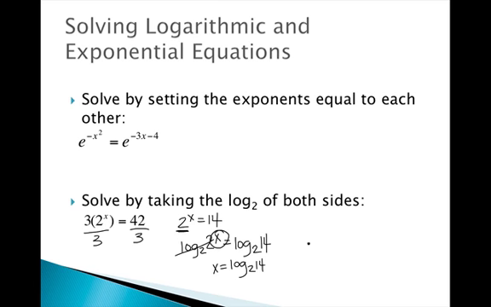So we're going to rewrite this as the natural log of what we've got here. So remember, our change of base formula is natural log of x, which would be 14, over natural log of our base, which is 2. So when you plug that into your calculator, you'll end up getting 3.807 as your answer. So x equals 3.807. Okay, let's move on to the next example.